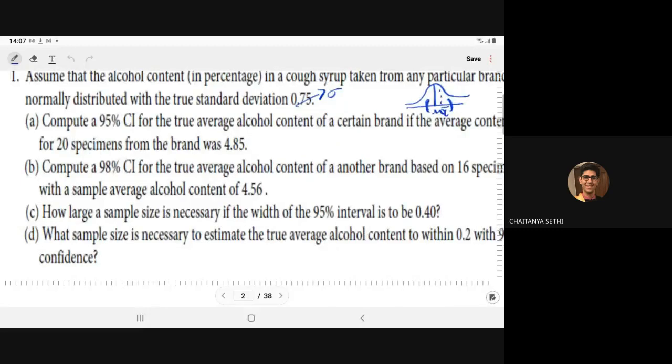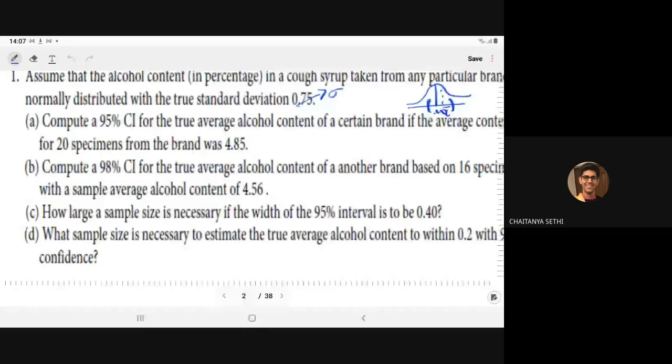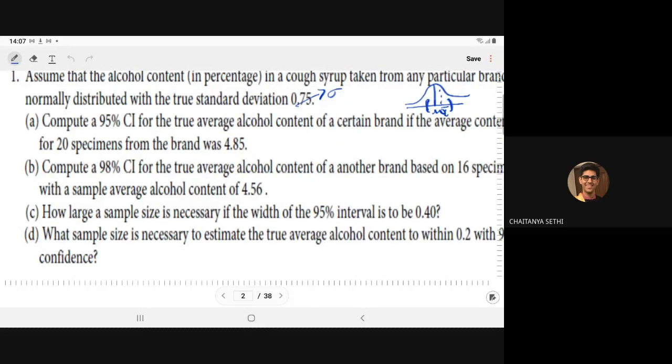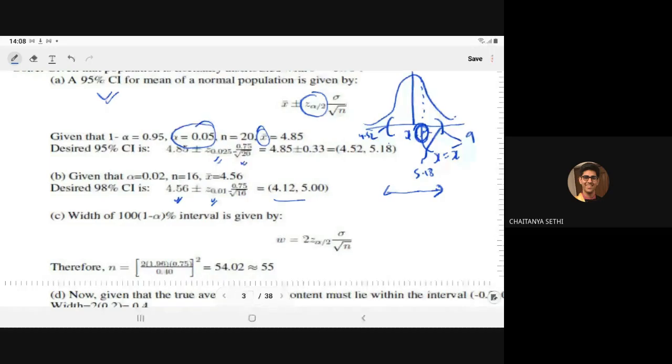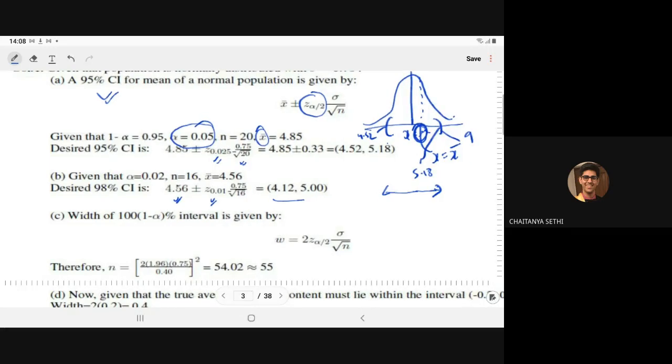Then, in part C, how large a sample size is necessary if the width of the 95% confidence interval is to be 0.40? Now they are saying that this width is given to you as 0.40. So what should be the sample size so that this width will be 0.40?